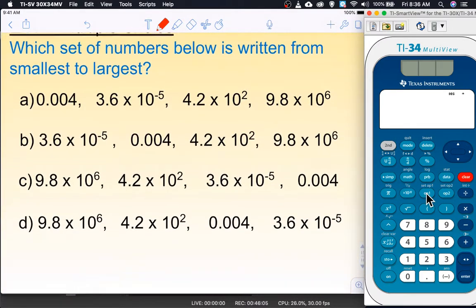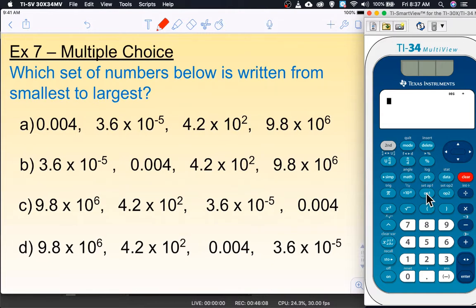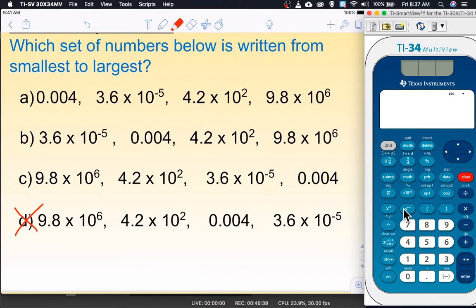Last question. Multiple choice. Which set of numbers below is written from smallest to largest? Now, before I send you off to do this problem, I want you to think strategically. I will help you eliminate one choice and show you why, and then maybe you can use that to fix or cross off some other choices. So letter D, I'm going to tell you right now, is very wrong. I know that because remember how we said in scientific notation, the size of the exponent lets you know the size of the number. The bigger the exponent, the bigger the value. The smaller the exponent, the smaller the value.